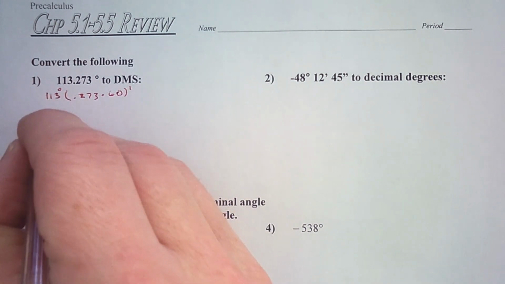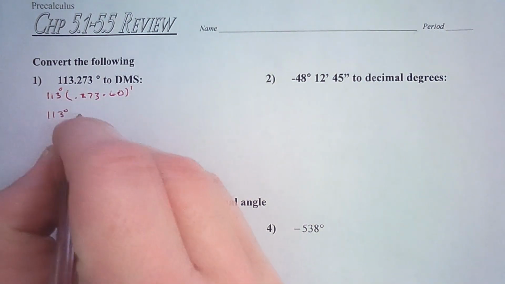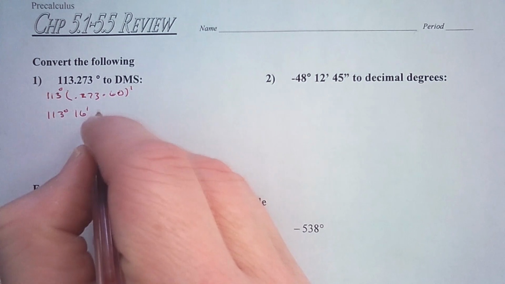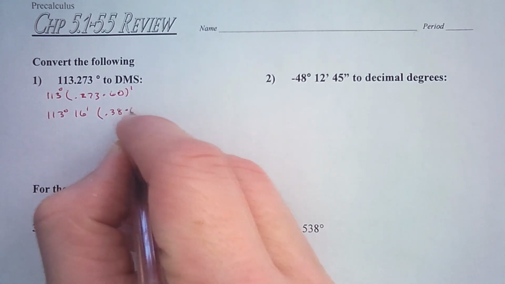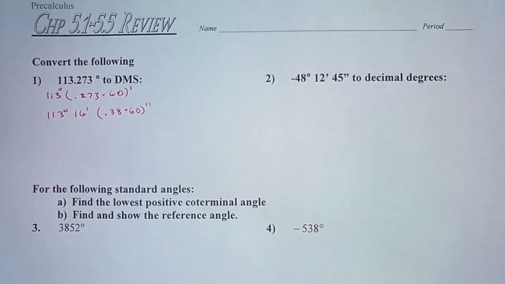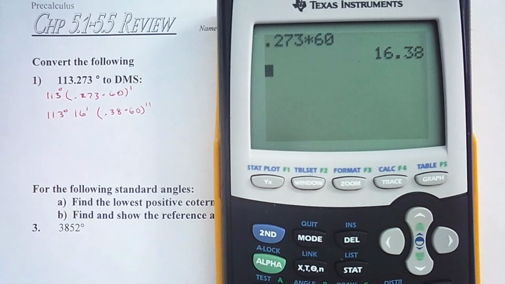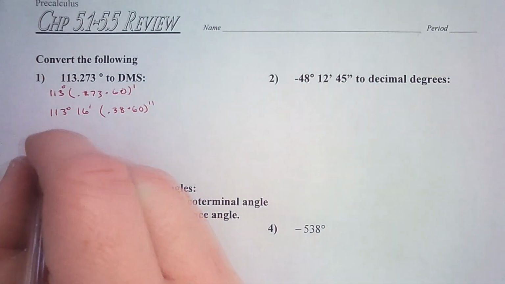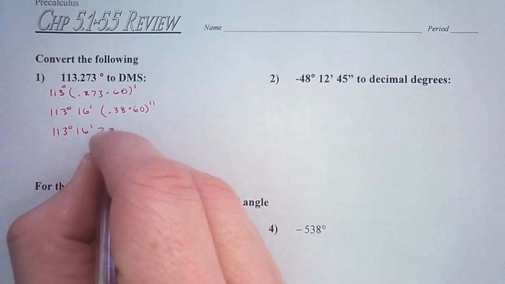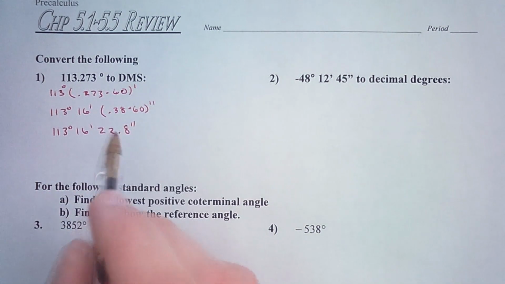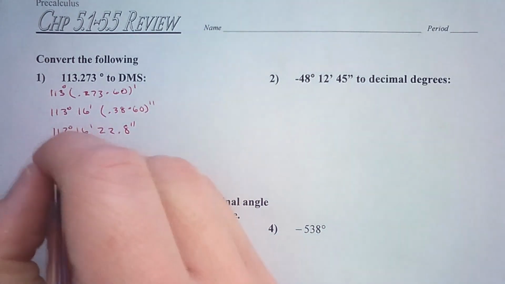Okay, so we have 113 degrees, we had 16 whole minutes, and we had 0.38 times 60 seconds. So we'll do 0.38 times 60, and that gives us 22.8 seconds. 113 degrees, 16 minutes, 22.8 seconds, and in seconds it's okay to leave the decimal.